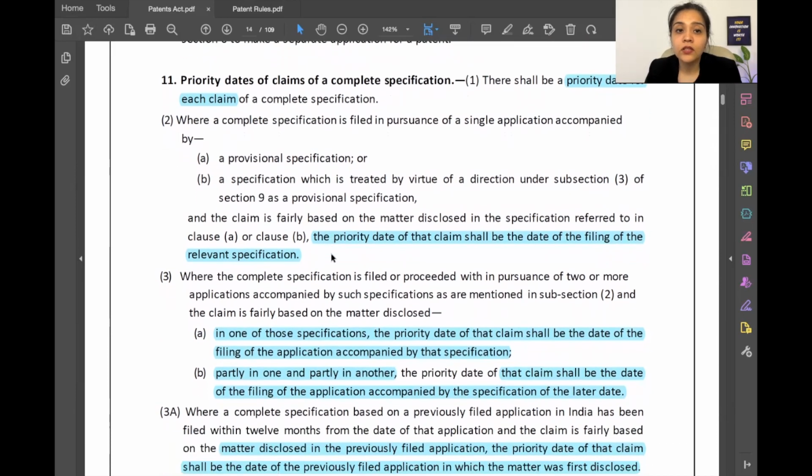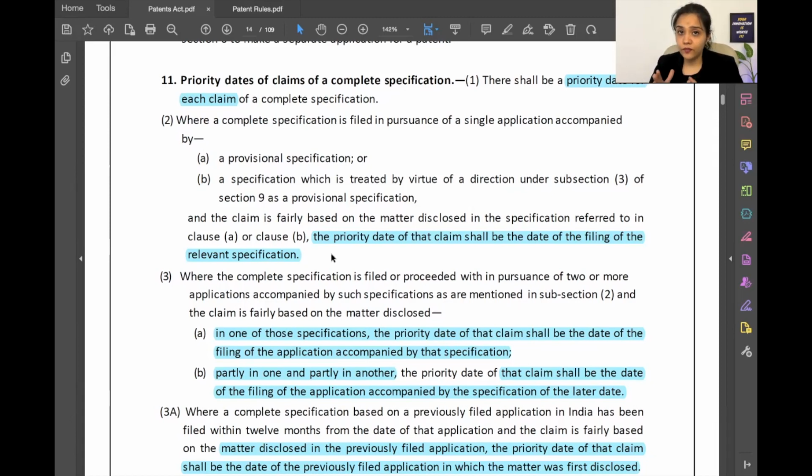So where a complete specification is filed in pursuance of a single application accompanied by a provisional specification, or a specification which is treated as a provisional specification under subsection 3 of section 9, and the claim is fairly based on the matter disclosed in the specification referred to in clause A or B, which is the provisional specification, the priority date of that claim shall be the date of filing of the relevant specification.